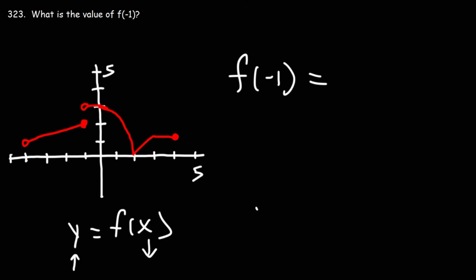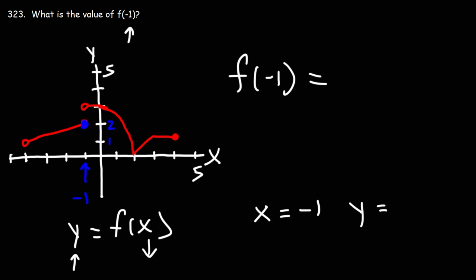So for this problem, the number inside the function is negative 1. So that means x is negative 1. We're trying to find the value of the function, which means we're looking for the value of y. This is the y-axis, this is the x-axis. So first, let's locate x equals negative 1, which is right here. And that corresponds to this point. Now we need to look at the y value of that point, and that's at 2.